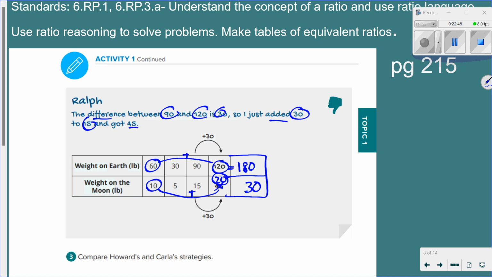I also like the initial thought. I could have also gone here and gone times 2. 15 times 2 would also get me 30. So there's a lot of different ways to get to your answers, right?